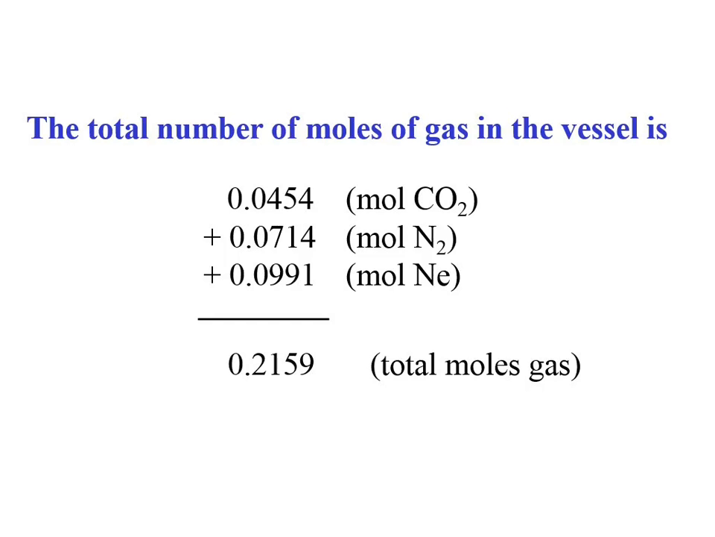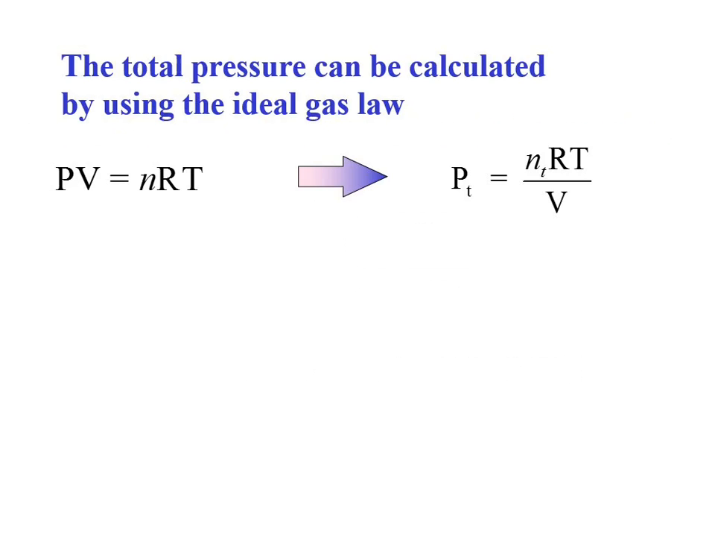So that's our N sub T. These always seem so long, oh my gosh, because now we need to use the ideal gas law equation. So we rearrange P equals nRT to solve for P. So the total pressure is equal to the total number of moles times R times T divided by V. So here we go.